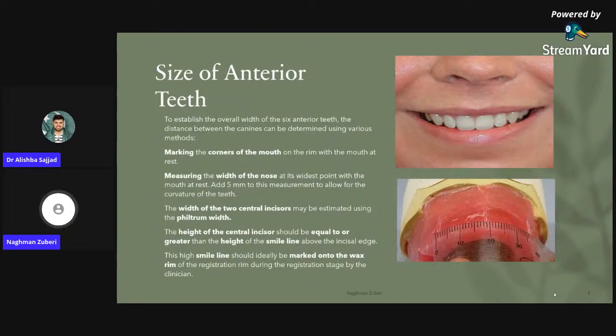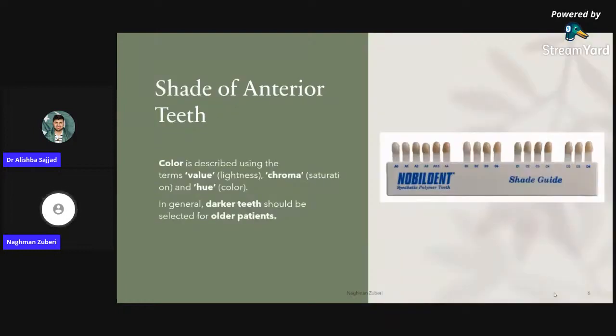One is marking the corners of the mouth on the rim with the mouth at rest. Another is measuring the width of the nose at its widest point with the mouth at rest, and adding 5 millimeters to this measurement to allow for the curvature of the teeth. The width of the two central incisors may be estimated using the philtrum width as well. The height of the central incisor should be equal to or greater than the height of the smile line above the incisal edge. And this high smile line should ideally be marked onto the wax rim of the registration rim during the registration stage by the clinician. We will discuss it in detail in our next lecture.